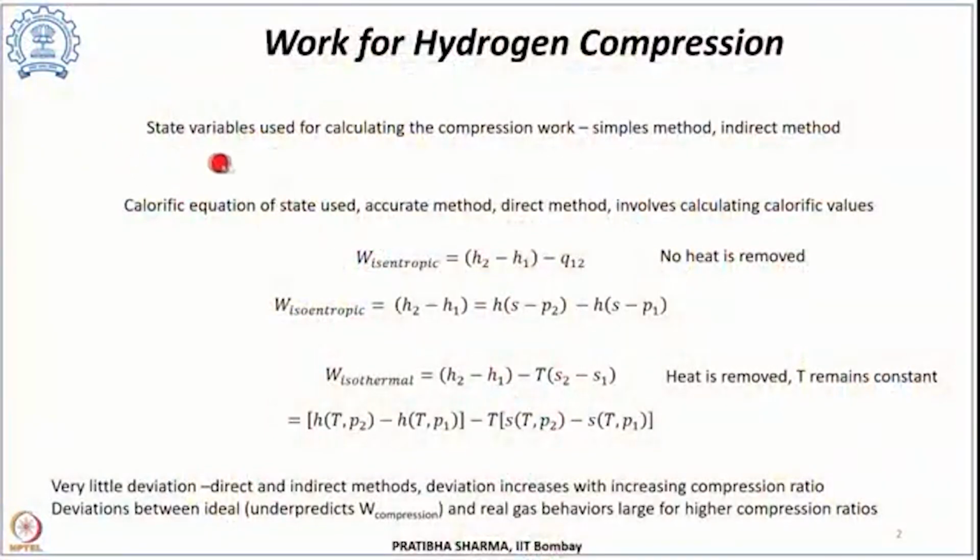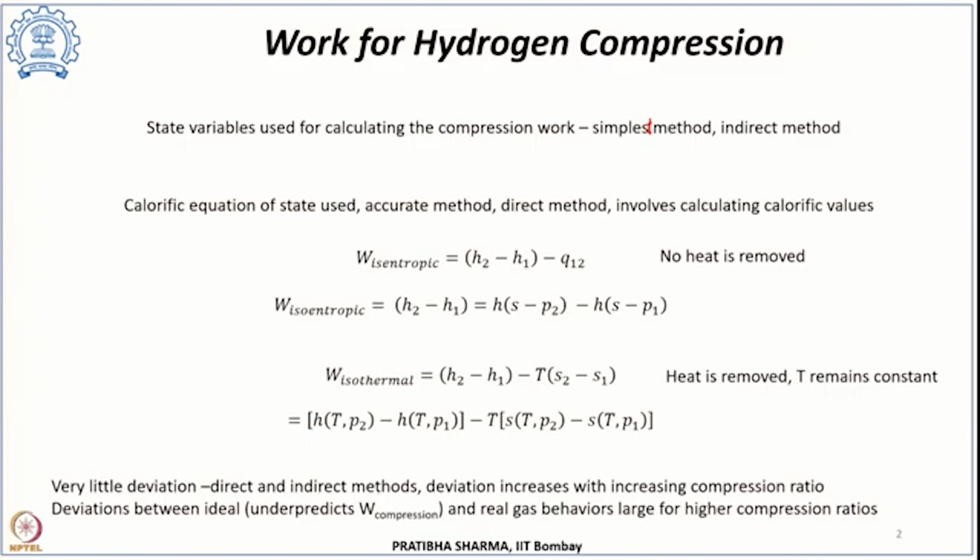In the earlier class we have seen the fundamentals of hydrogen compression and expansion, and also the work we can calculate for compression using the different state equations or state variables. Now there are two different ways of calculating the work of hydrogen compression. One is using the state variables, the state equations, for calculating the compression work.